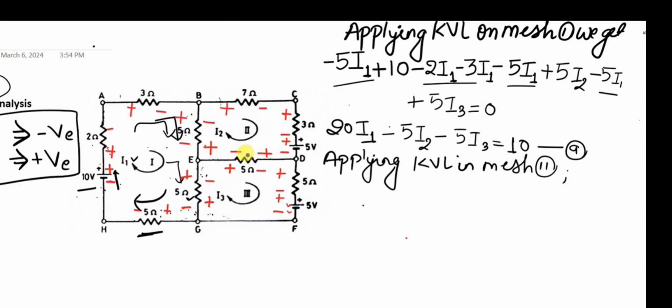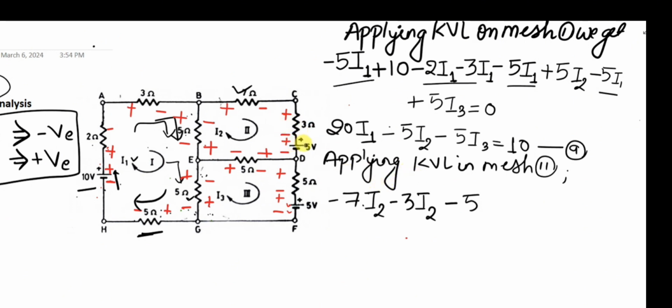Now for the second mesh, you can start from anywhere. I'm starting from the 7 ohm. This is 7, sign plus or minus? Minus, obviously, because plus to minus. So minus 7 I2, then 3, plus to minus, it's minus 3 I2, after 3 it's 5, which is plus to minus, so minus only because it's a voltage source.